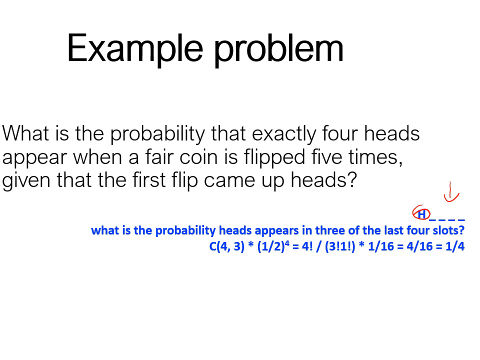We've done similar problems before. So we have to place 3 heads in these 4 slots, and the probability of each of these is then 1 over 2 to the power of 4, because it's a fair coin. And when you calculate this out, you get the total probability as 1 over 4.